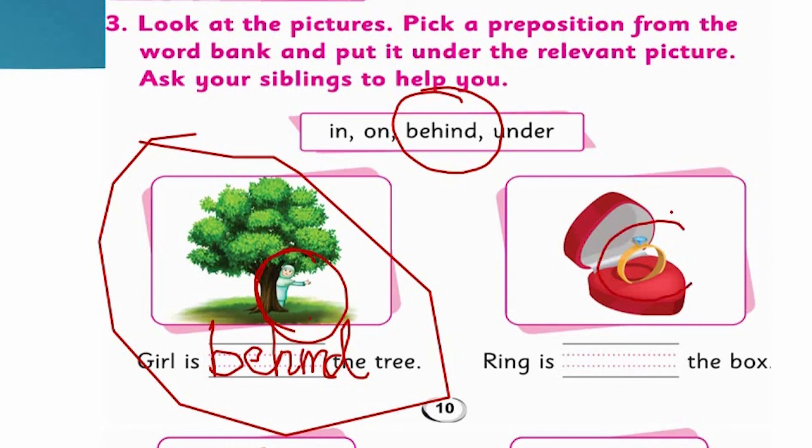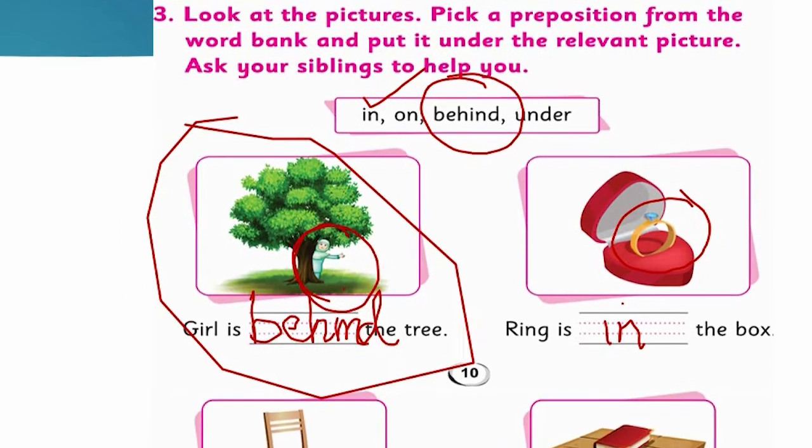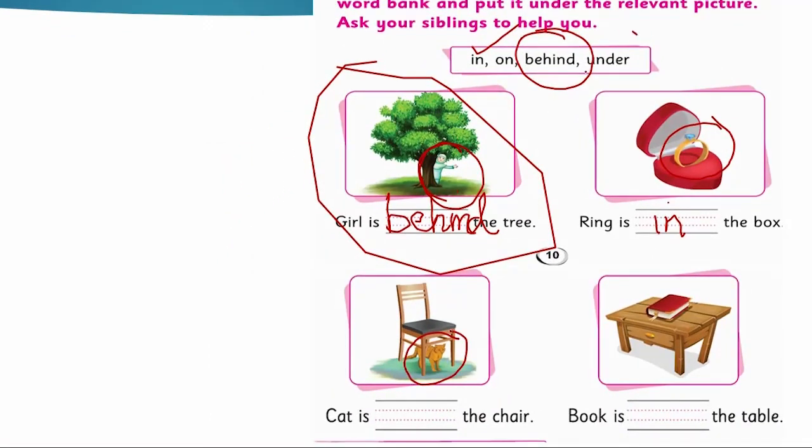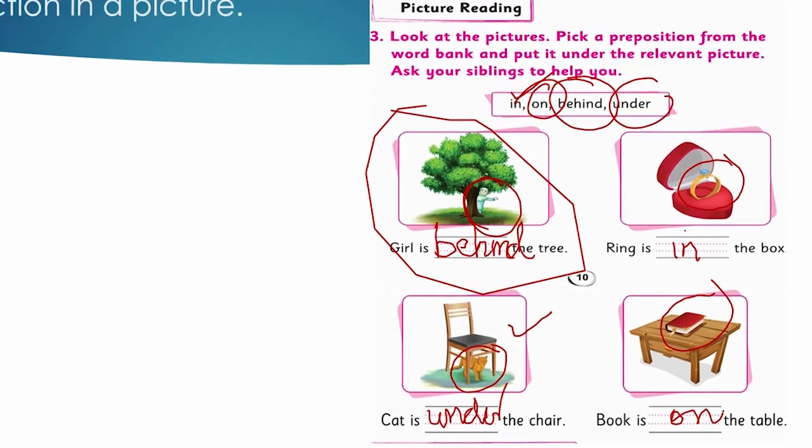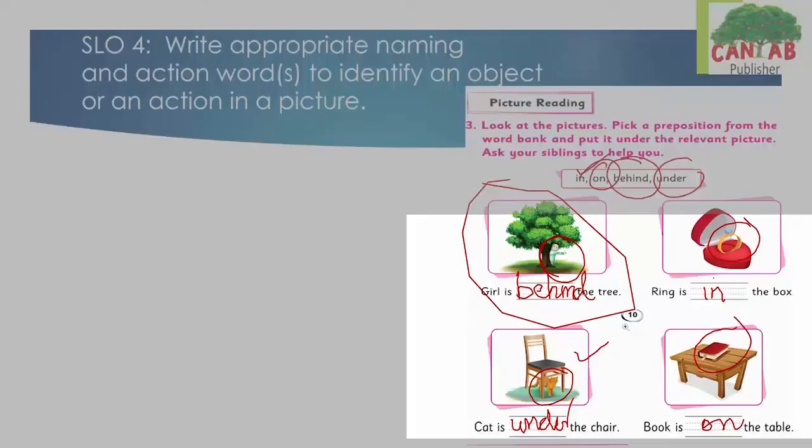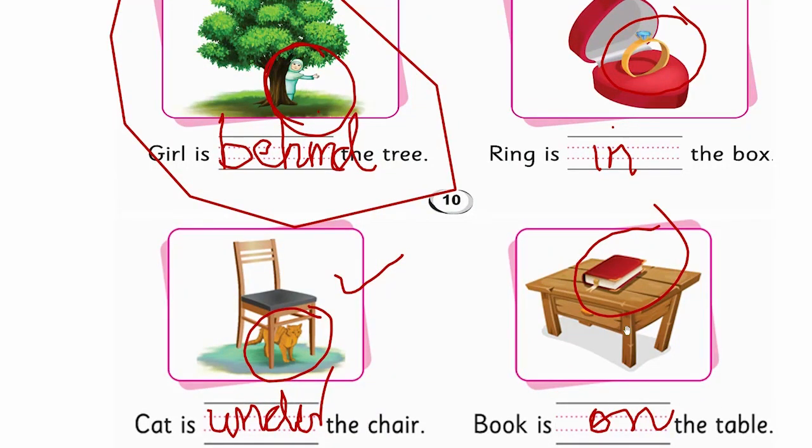The ring is in the box. The cat is under the chair. The book is on the table. Please check your work. I've zoomed the picture in. The girl is behind the tree. Ring is in the box. Cat is under the chair. Book is on the table.